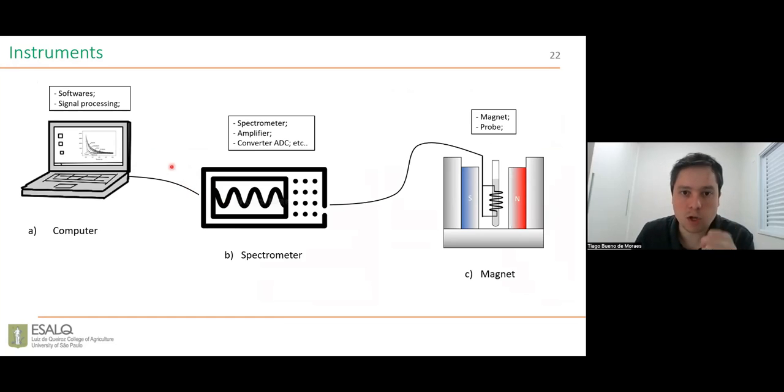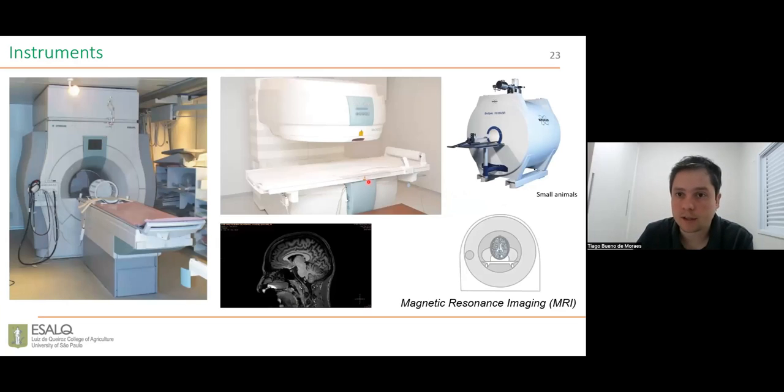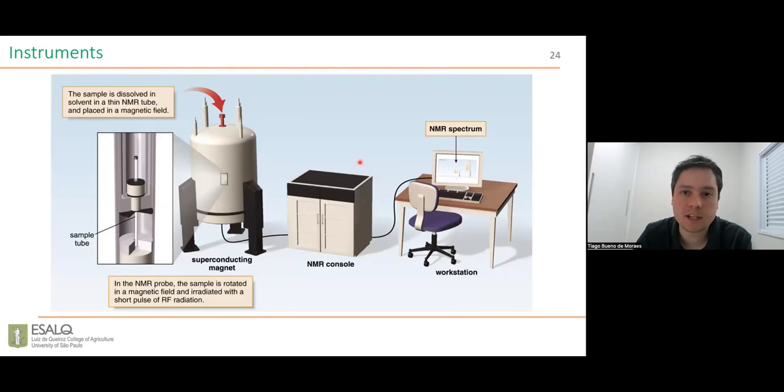Great, so we saw an overview of NMR spectroscopy and relaxometry methods, and now we can discuss some aspects about the instruments. All the instruments are mainly made of three parts: a computer to control the experiment and data analysis, a spectrometer which has all the necessary electronics to apply the radio frequency pulses, amplify the signals, and digitalize the signals, and the magnet where we introduce our sample to be analyzed. Just to illustrate, here we can visualize some equipment of magnetic resonance imaging. And here I show you a representation of a high-resolution NMR lab with the computer, the NMR console, and the superconductor magnet, where we insert our sample in the middle of the magnet.